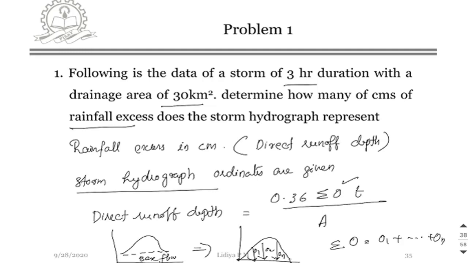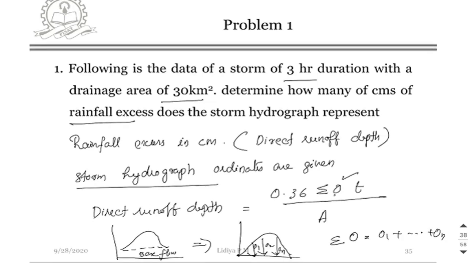So what is the first step? From the storm hydrograph, you have to deduct the base flow, so you'll get the direct runoff hydrograph. Then find the sum of ordinates. Then substitute this value here, and you will get the direct runoff depth. So we'll start the problem. This is the problem.